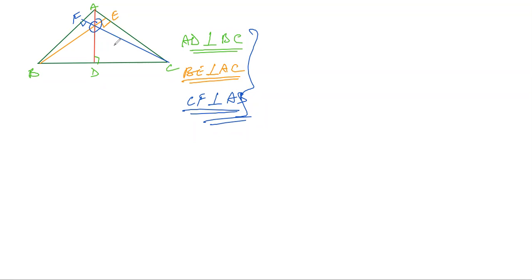So एक ऐसी जगह जहां पर सारे altitudes आकर आपस में merge करते हैं या आपस में आकर जुड़ते हैं, उसको हम लोग क्या कहते हैं, ऑर्थोसेंटर कहते हैं.